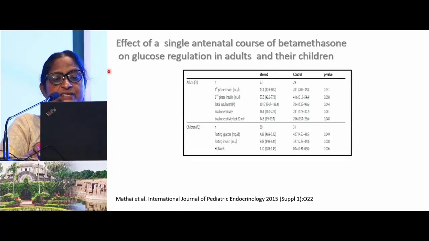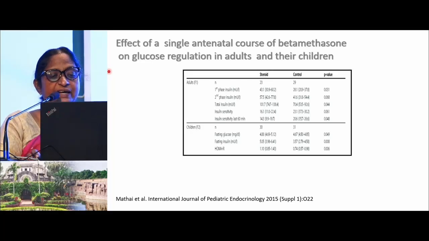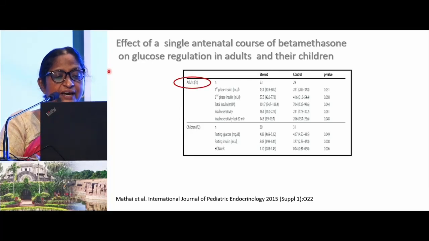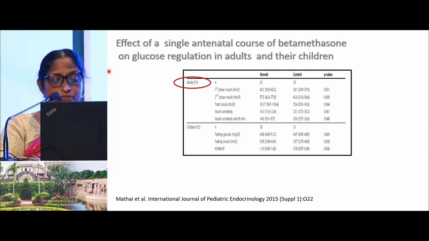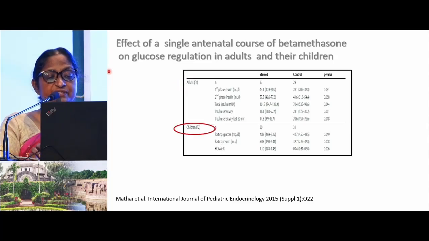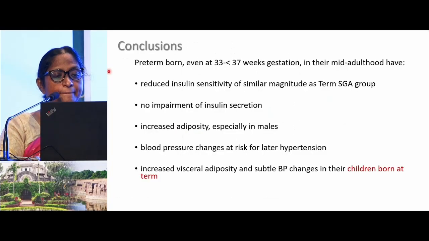Then we looked at the effect of antenatal steroids on glucose regulation in adults and their children. In the adults, they had lower insulin sensitivity and higher insulin secretion, as has been demonstrated. But the same effects we have seen in children. Children born to the steroid-exposed grandparents, this is the F0 generation which was exposed to steroid, had higher fasting glucose, fasting insulin, and higher indices of HOMA-IR.